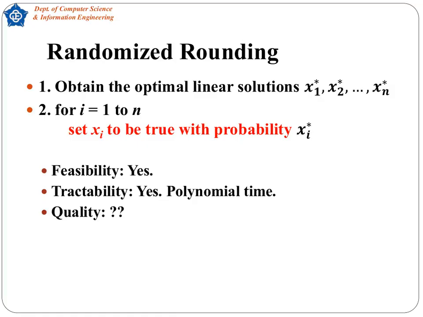Building on our LP relaxation and rounding framework, randomized rounding boils down to just two simple steps. First, we solve the linear programming relaxation to obtain an optimal fractional solution, x1 star, x2 star, through xn star. Then, for each i from 1 to n, we independently set xi to true with probability xi star, and to false otherwise. Remarkably, this procedure always produces a feasible integral solution in polynomial time. What's left now is to understand just how close its objective value comes to that fractional optimum.